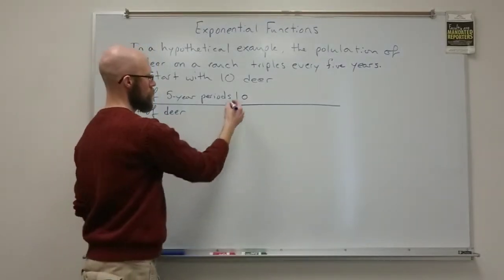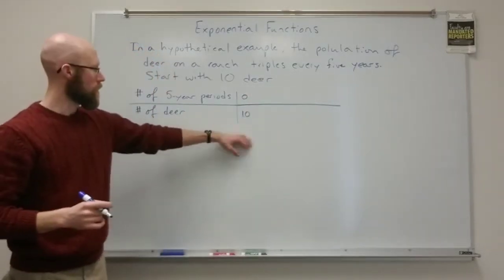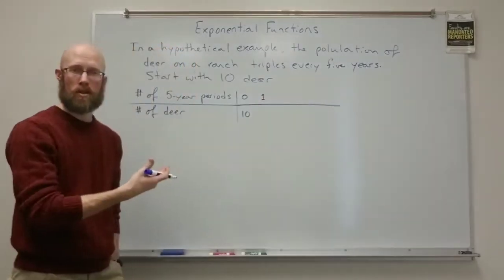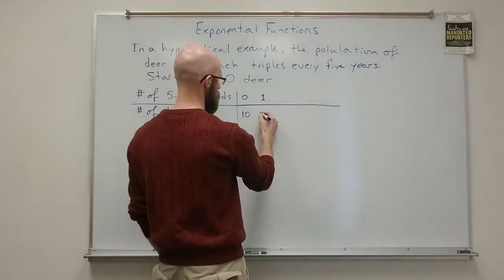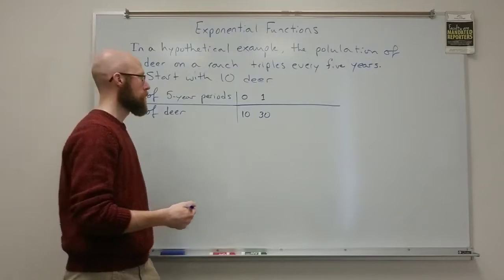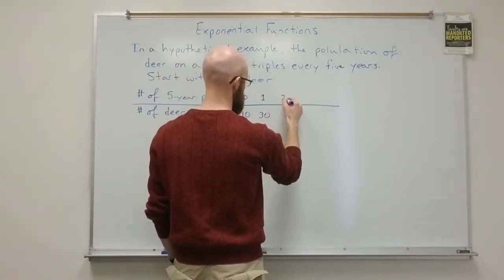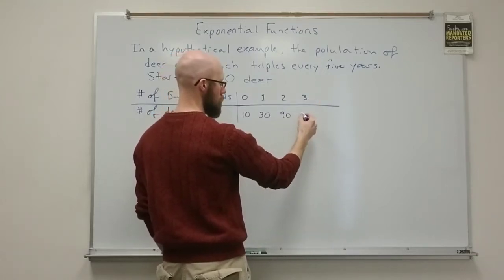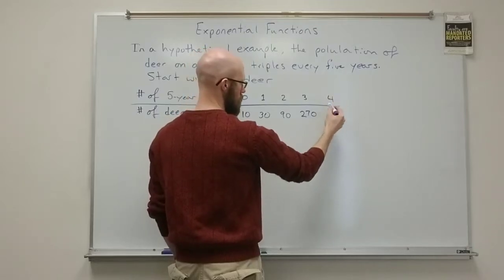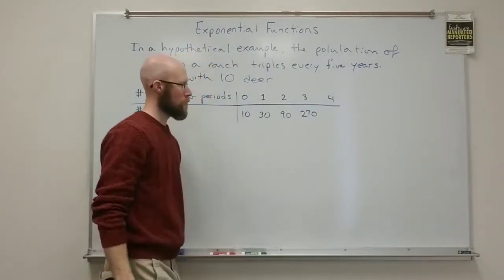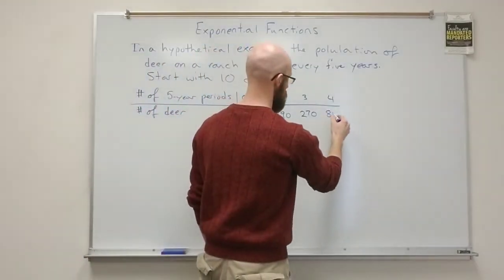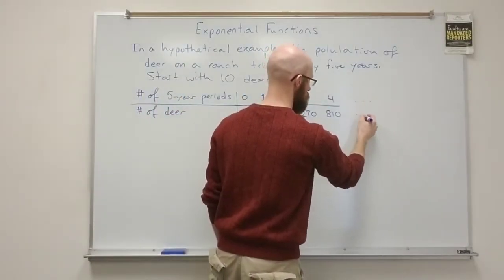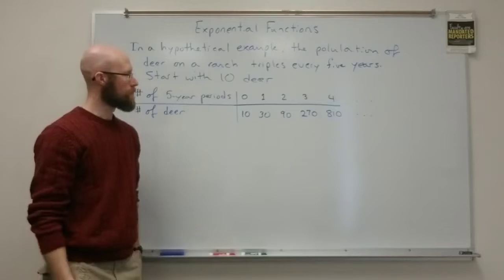At period number 0, you'd start off with 10 deer. After 5 years, which is the first 5-year period, you'd have 30 deer, it triples. Then after the next 5-year period, you would have 90 deer. After the next 5-year period, you would have 270 deer. After the next 5-year period, you would have what's triple of 270? 810. You'd have 810 deer, and so forth, right? This table goes on indefinitely, again assuming your ranch can house that many deer.